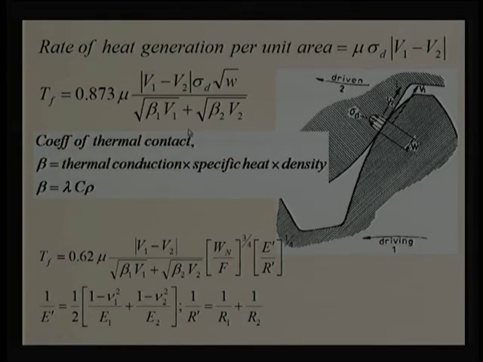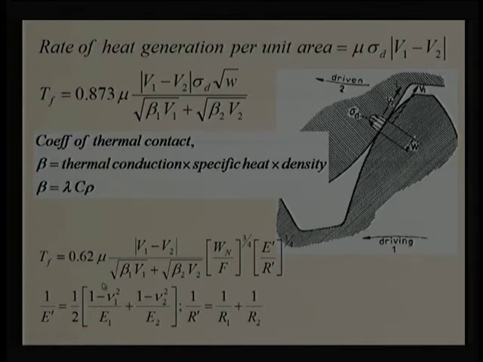Once we calculate sigma d and substitute in this, we are going to get this equation in terms of normal load and face width. The larger the face width, the lesser will be the maximum temperature or flash temperature.